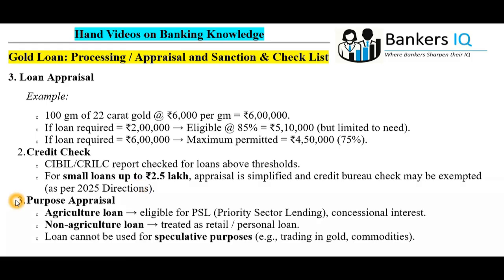Next, purpose appraisal. Agriculture loans are eligible for priority sector lending, so concessional interest is there. Non-agriculture loans are treated as retail personal loans. The loan cannot be used for speculative purposes, for example, trading in gold or commodities, or purchasing land, and so on.